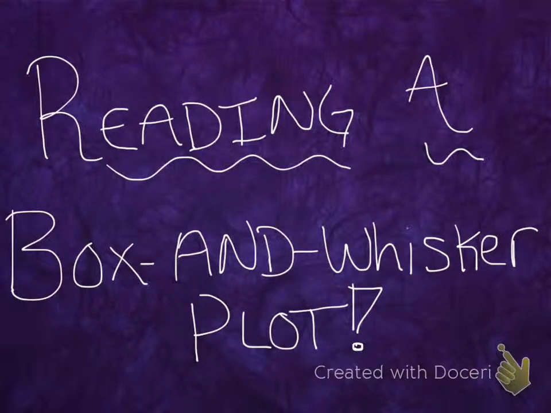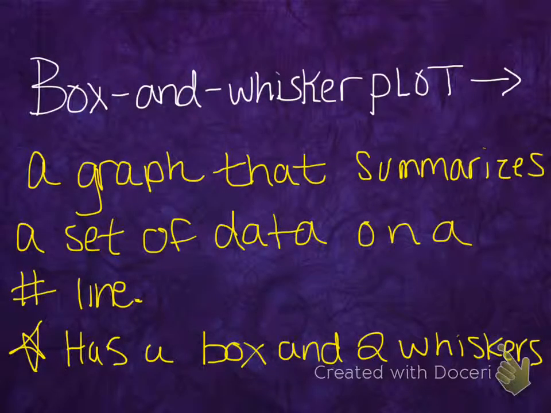Hey everybody, today we're going to talk about reading a box and whisker plot. A box and whisker plot is just a graph that's going to summarize a set of data on a number line. It has a box and two whiskers, which are the three main parts that it consists of. This is the first day that we're going to talk about box and whisker plots. Tomorrow we'll actually talk about making them.